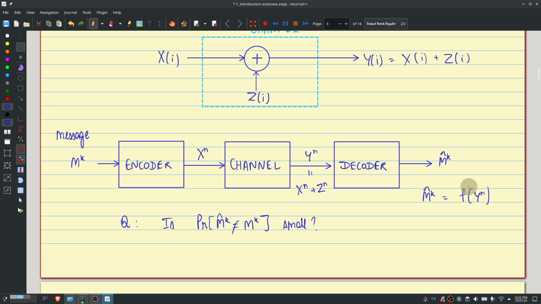So the most natural question to ask in such a digital communications problem is, what is the probability of error? That is, what is the probability that this reconstructed message, which is f of yn, is not equal to the message? And the goal of digital communication is to ensure that you can design this encoder and decoder such that this probability of error is small.